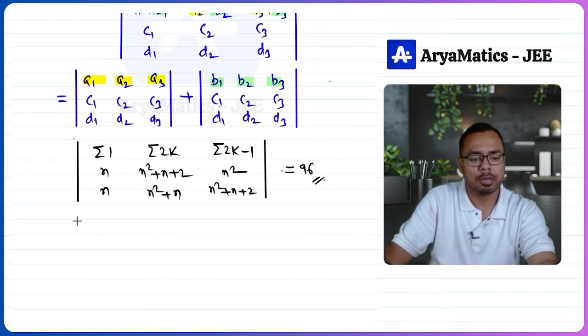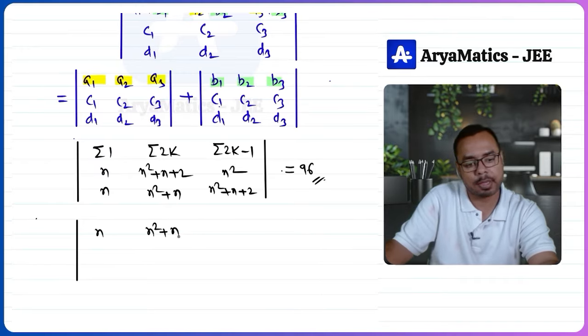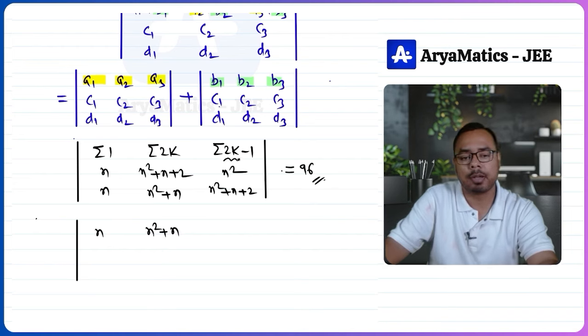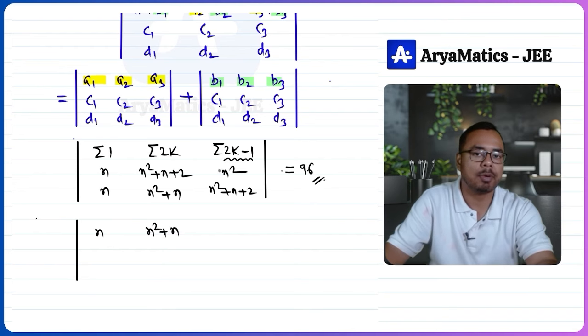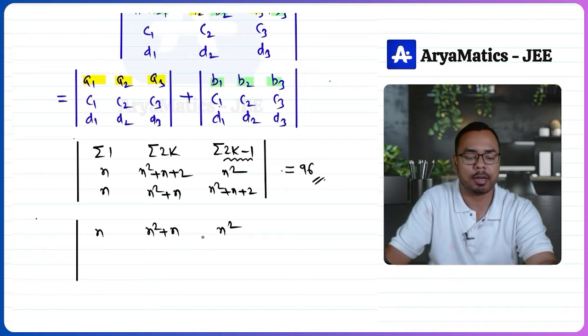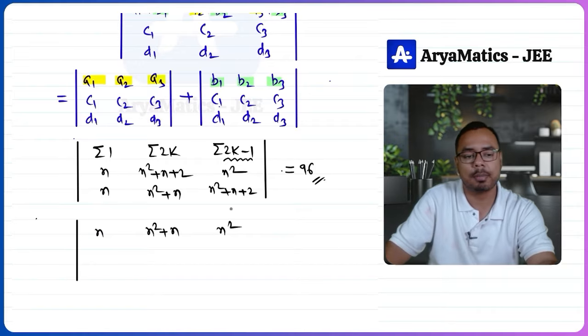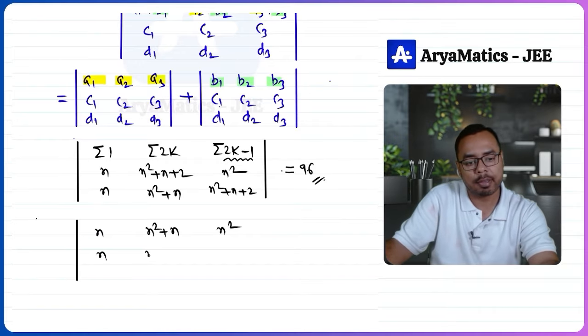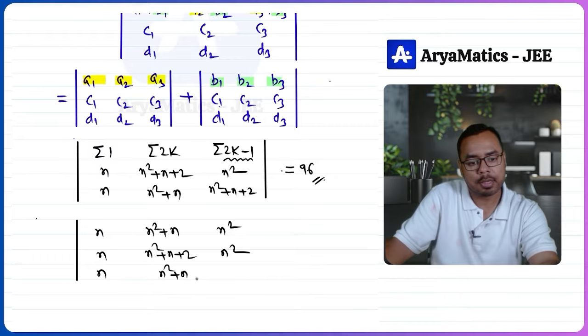First, we have to simplify those terms. So sigma 1 will be nothing but n. Sigma 2k, 2 we can take outside, n into n plus 1 by 2. So this is nothing but n square plus n. And sigma 2k minus 1 is sum of first n odd natural numbers. And we know the standard formula is n square, right? Sum of first n odd natural numbers is n square. Similarly, here we have n square plus n plus 2, n square, n square plus n. Now this is a standard problem of properties of determinant.